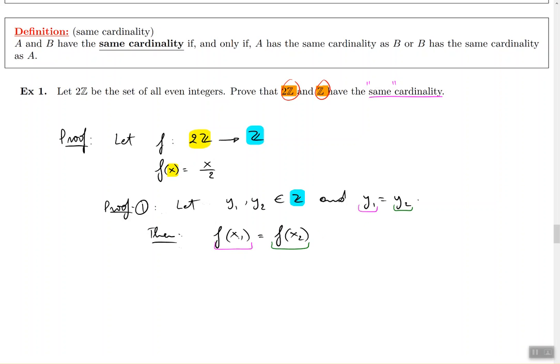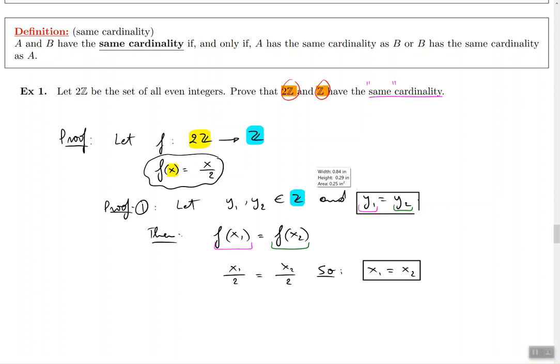However, f of x1 itself is really just x1 divided by 2. That's what the function does, right? According to the definition that I decided, the function divides by 2 the number that you put in. And then similarly, the number gets divided by 2 on the other side. So if I multiply by 2 on both sides, I get x1 equal to x2. So assuming that y1 and y2 are equal always leads me to believe that x1 and x2 are equal. So this proves that the function is 1 to 1.